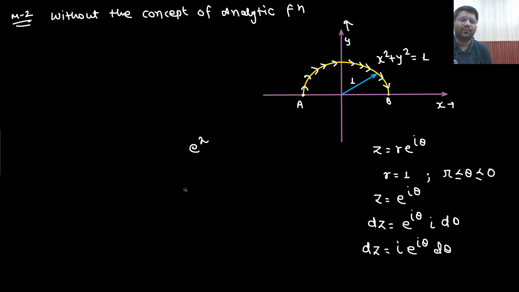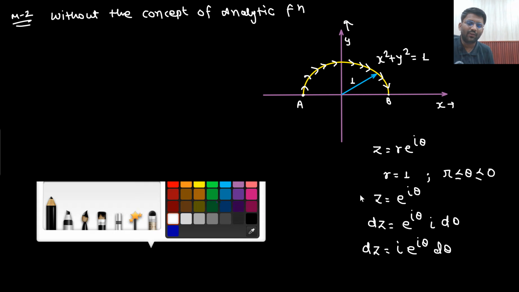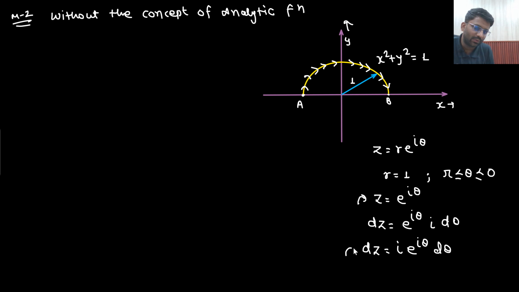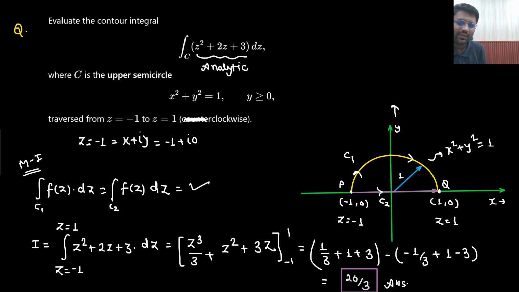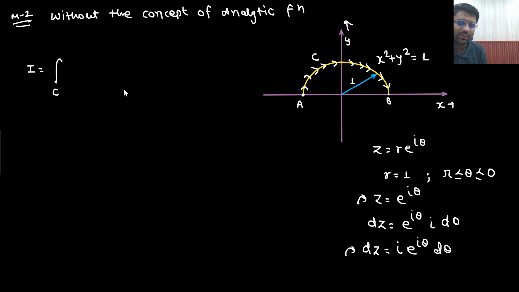Say yes or no, this is the value of dz. And what is the value of z? The value of z is e to the power iota theta. So these two things are important for us. That means I need to find my integral over the curve C, which is f(z) dz, that is z square plus 2z plus 3 dz.